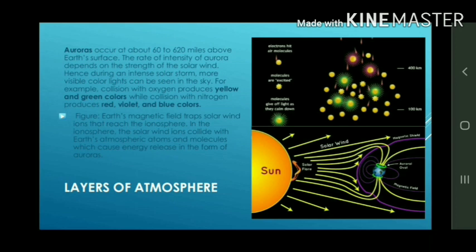So in our figure, it represents Earth's magnetic field that traps solar wind ions that reach the ionosphere. In the ionosphere, the solar wind ions collide with the Earth's atmospheric atoms and molecules, which causes energy to be released in the form of aurora.